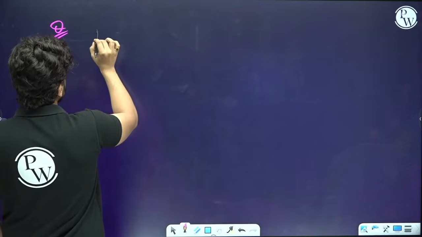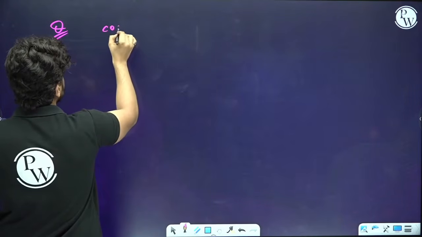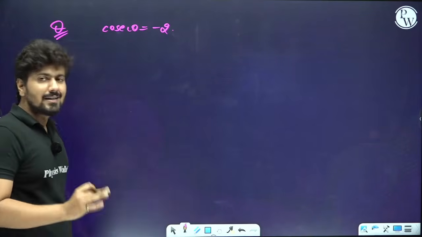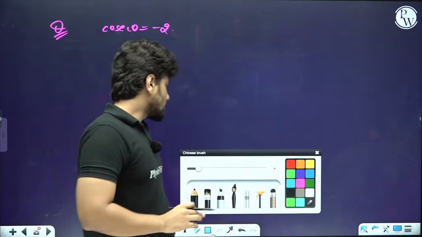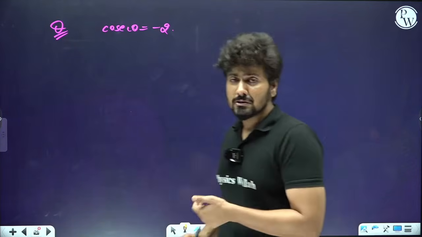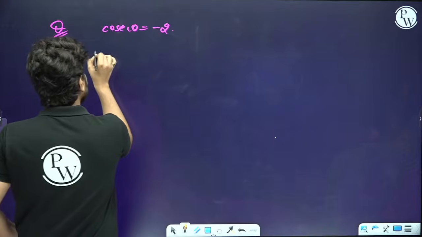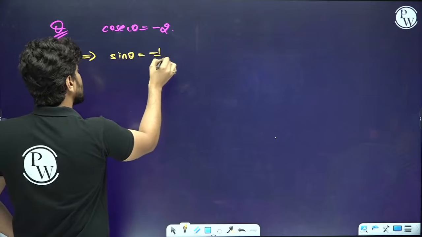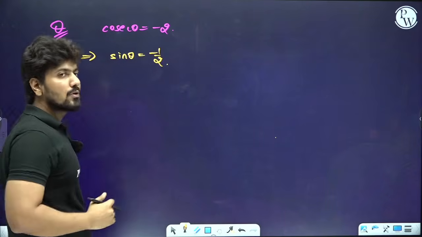Question. Cosec theta is equal to minus 2. We need to write its general solution. Cosec theta is equal to minus 2. So you can simply write, if cosec theta is minus 2, it implies that sin theta will be minus 1 by 2, because sin is the reciprocal of cosec.